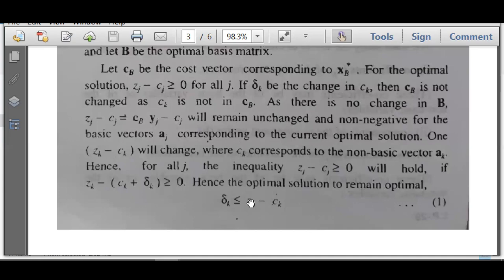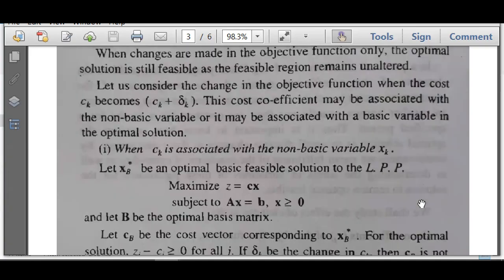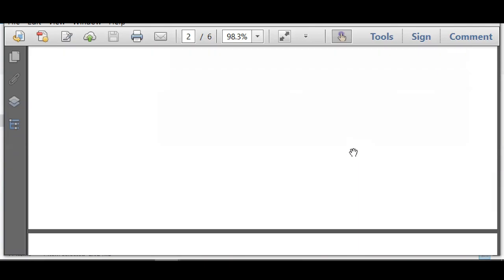If you just restrict to this equation 1, then there will be no harm to the nature of the optimal solution, to the nature of the feasible region, as far as the non-basic variable or the non-basic constant I have said till now. That is case 1. Now is the case for the basic variable.